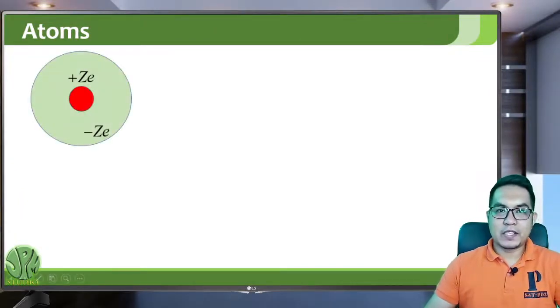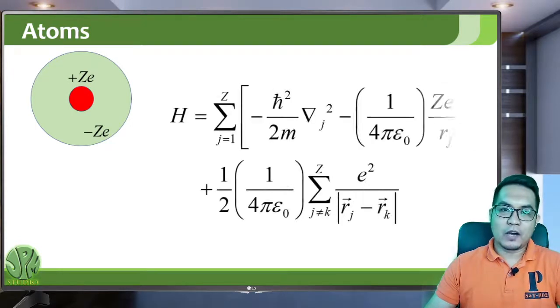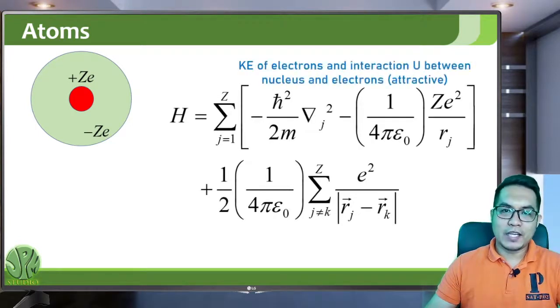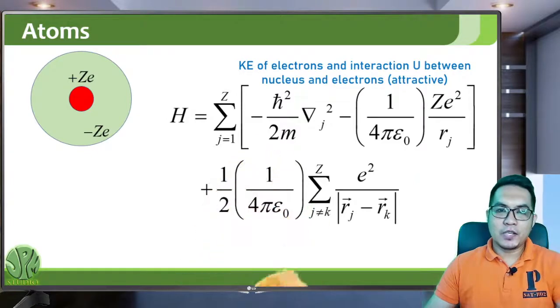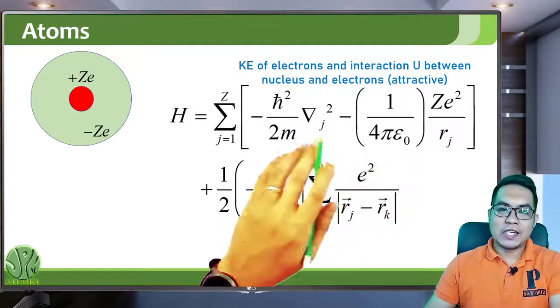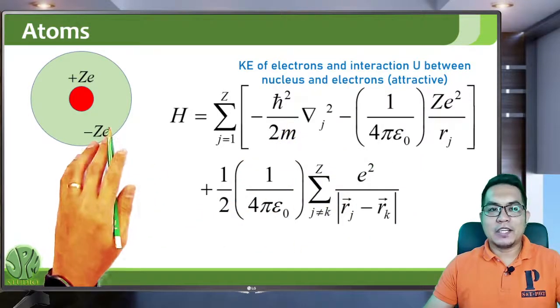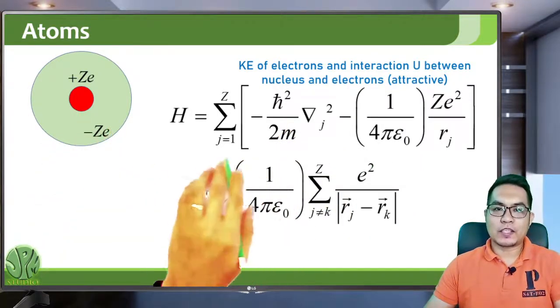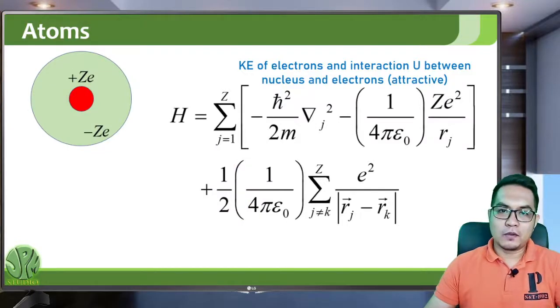Atoms basically have Z number of protons and Z number of electrons. So the Hamiltonian of an atom is basically the kinetic energy of all the electrons and the potential energy between the electrons and the protons. There's a summation because there are a lot of electrons and protons. There's Z number of protons, Z number of electrons.